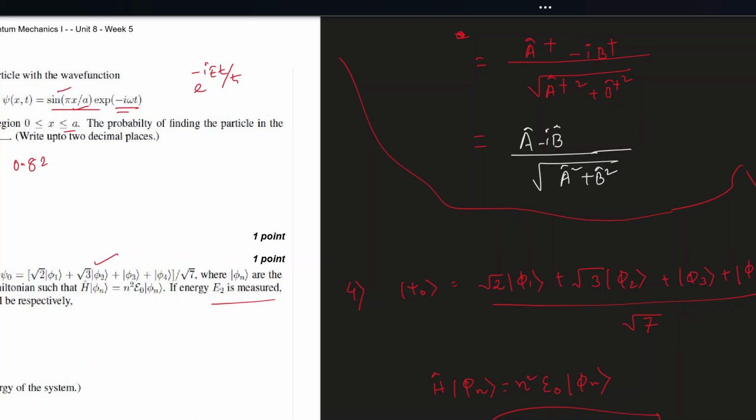7 by 7, which is 1. So it is fine that the initial state you have to start with is already a normalized wave function. That means it is a physical state. So that part is clear.